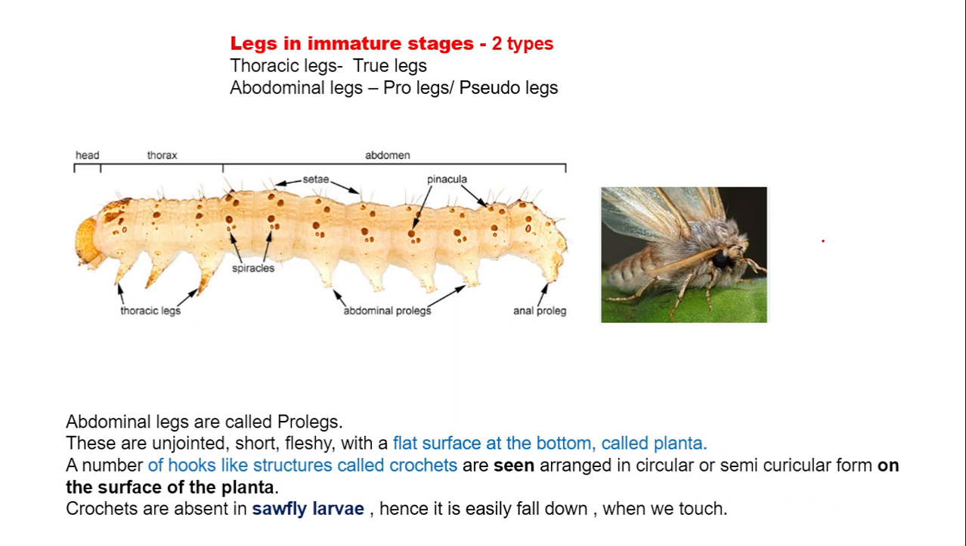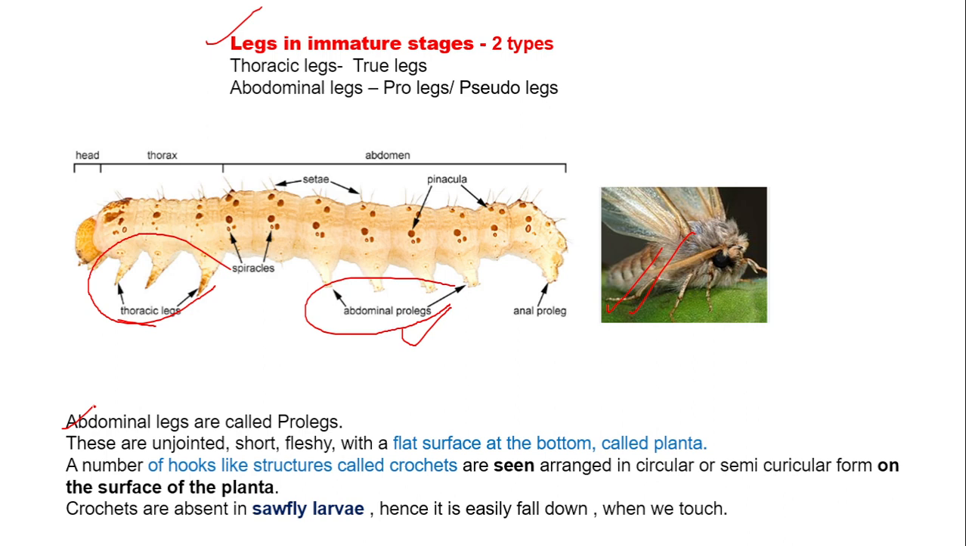Now we are going to see legs in the immature stage. Immature stage insects have two types of legs. They are thoracic legs or true legs, and abdominal legs or prolegs or pseudo legs. The thoracic legs are called true legs because these legs come into the adult stage. The abdominal legs are known as pseudo legs because they last in the larval or pupal stage only; they do not come into the adult stage.